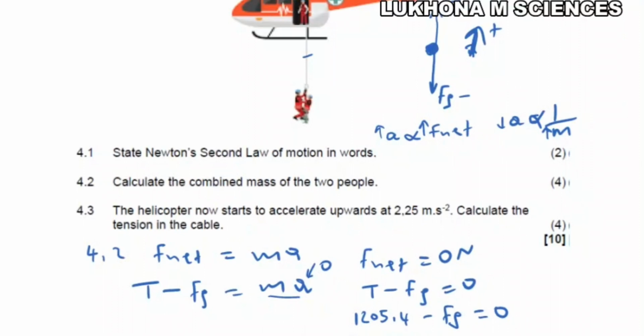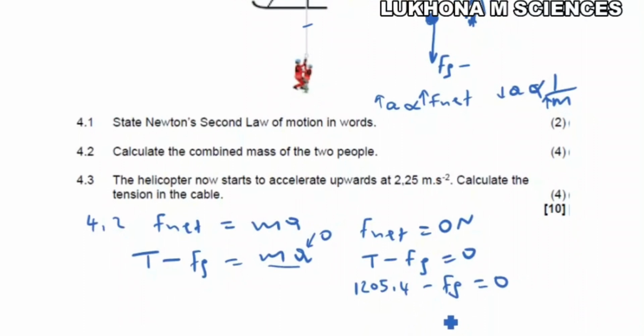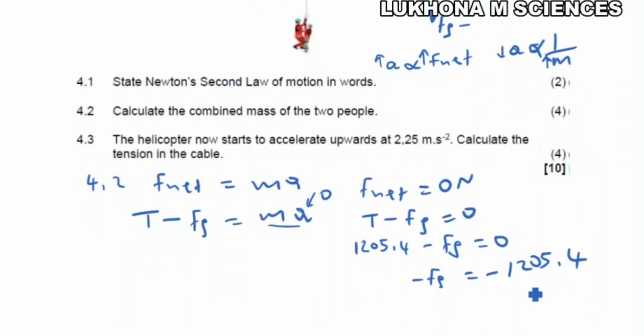If you transpose, you will get negative Fg is equal to negative 1205.4. Then we divide by negative 1. So Fg is equal to that tension, which is 1205.4 newtons. But the question says calculate the mass. Now that we have the weight, we can calculate the mass.